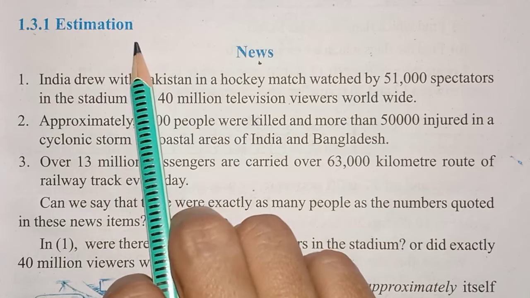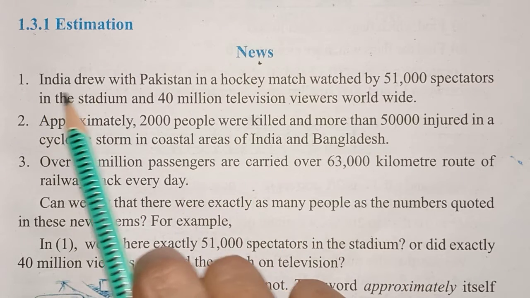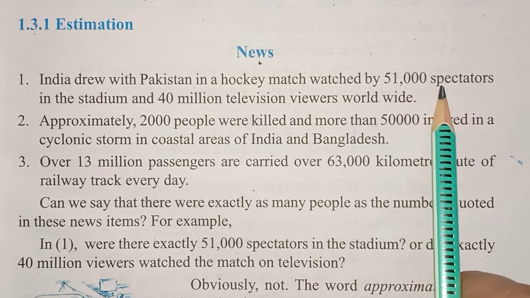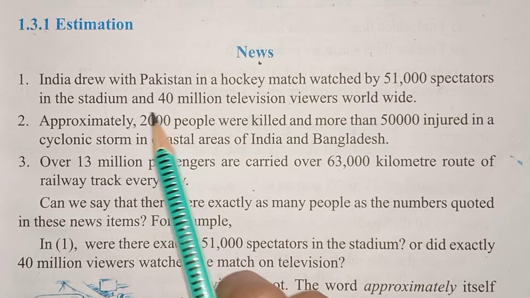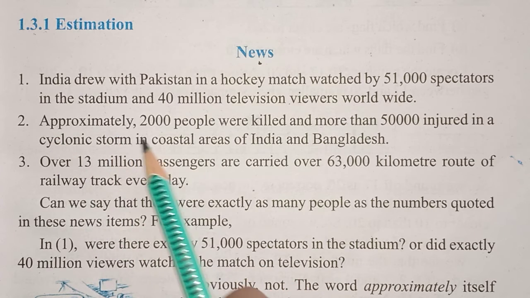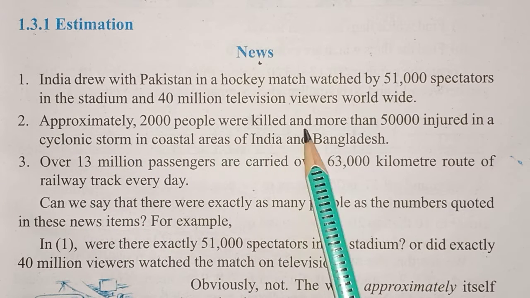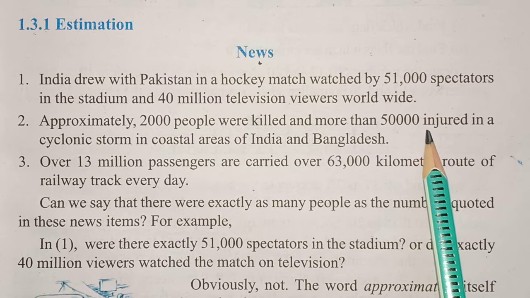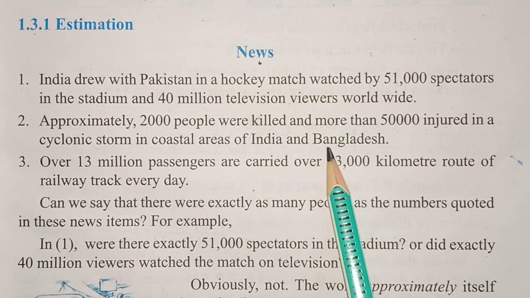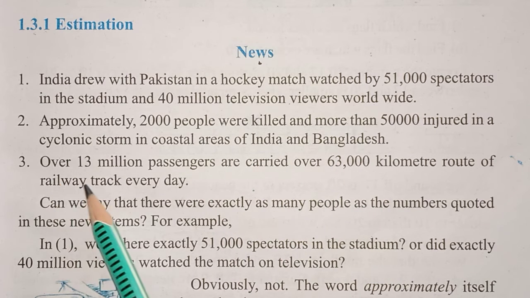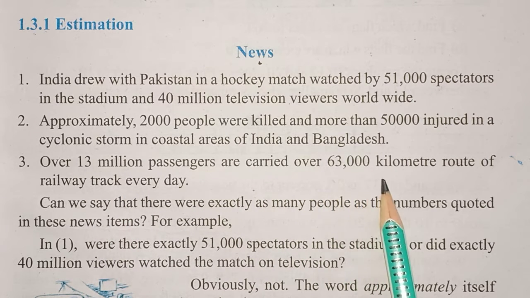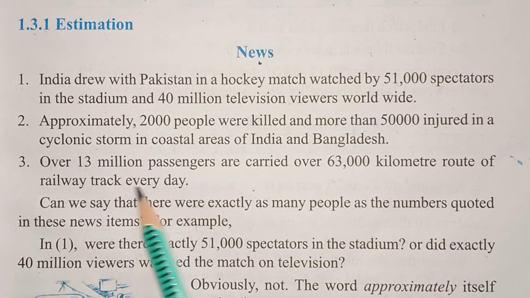1.3.1 Estimation. News. India drew with Pakistan in a hockey match watched by 51,000 spectators in the stadium and 40 million television viewers worldwide. Approximately 2,000 people were killed and more than 50,000 injured in a cyclonic storm in coastal areas of India and Bangladesh. Over 13 million passengers are carried over 63,000 kilometers route of railway track every day.